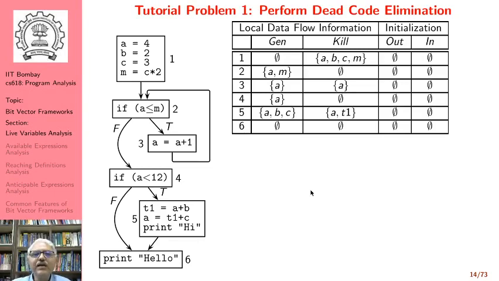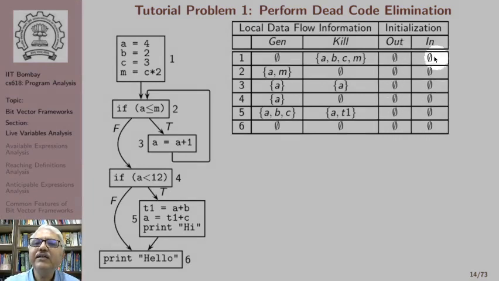Let us now look at a tutorial problem. We would like to perform dead code elimination. Observe here that we have the in and out values initialized to empty set everywhere, and we have associated Gen and Kill sets. I will just describe some of them. You should work out the rest of them.